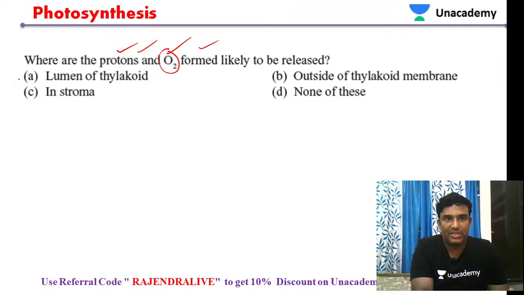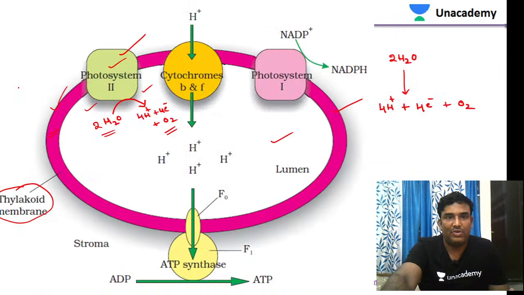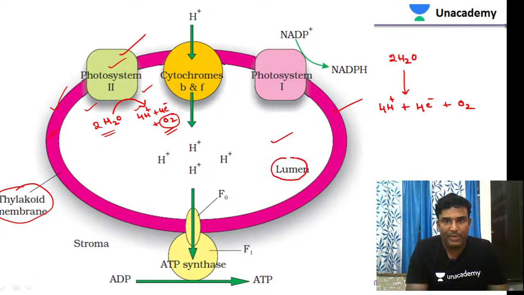So there is the option here: where are protons and oxygen formed likely to be released? They are released in the lumen of the thylakoid. You can see the diagram clearly. Here oxygen is released, and the protons are released in the lumen of the thylakoid.